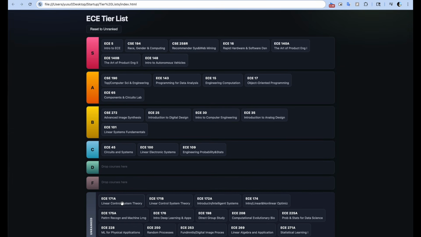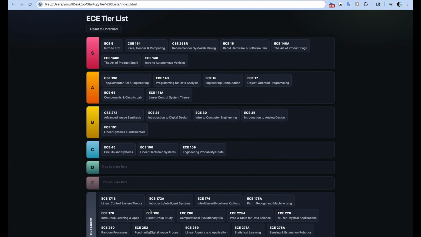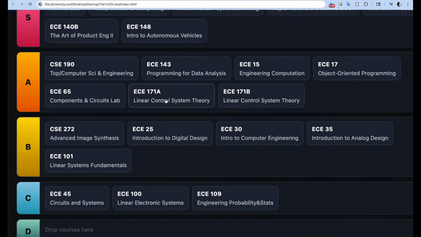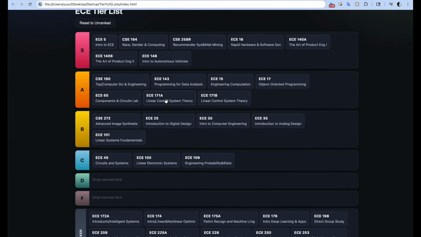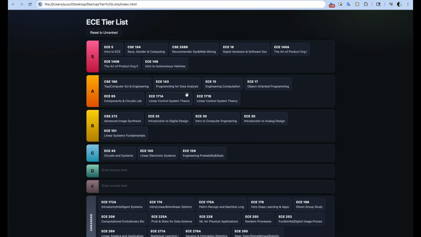Now, 171A, 171B. If you're into robotics, these are very important classes. I put them into A tier because they're also not very hard to get an A in, and you will learn a lot about control systems. It's actually kind of easy controls, and you learn about things like the control functions and how robotics translates into math. So very useful if you're into robotics.